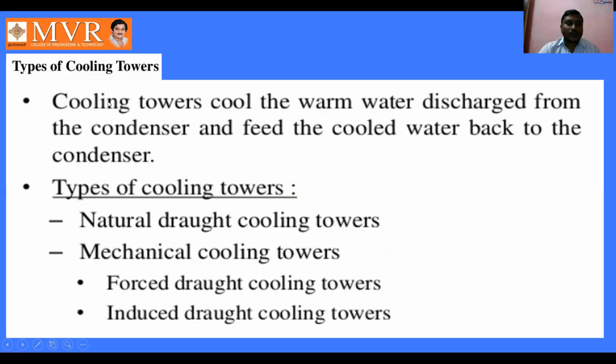Now, types of cooling towers. Cooling towers cool the warm water discharged from the condenser and feed the cooled water back to the condenser, which I have shown you in the diagram itself. We have different types of cooling towers: natural draft cooling towers and mechanical cooling towers. Mechanical cooling towers are again subdivided into forced draft cooling towers and induced draft cooling towers.